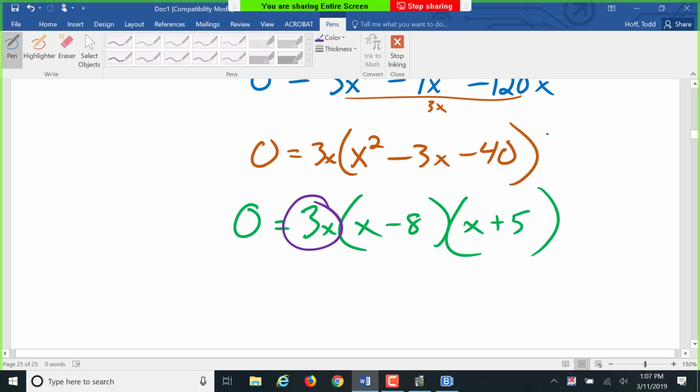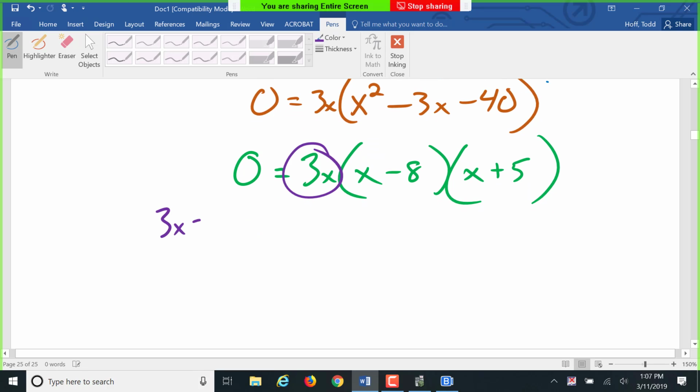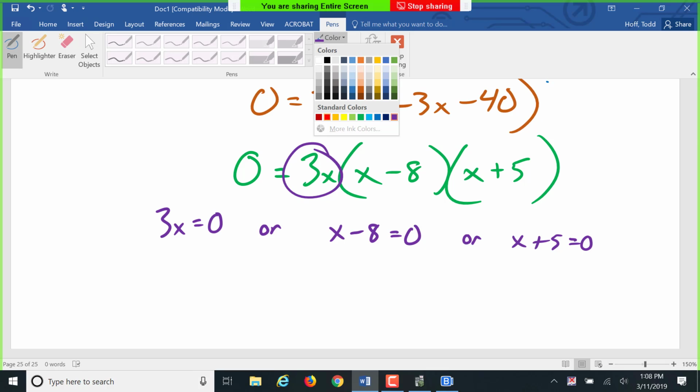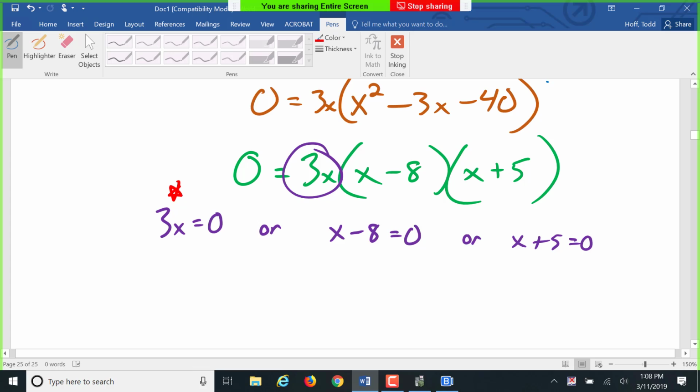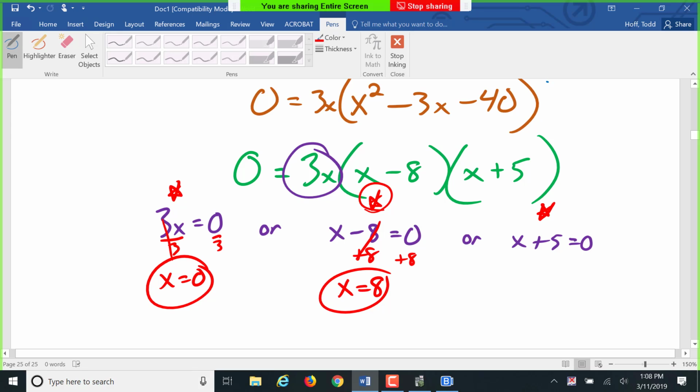Can 3x ever equal 0? Yes, it can. So that is contributing a solution to this. X minus 8, of course, can equal 0. X plus 5 can equal 0. So there are going to be 3 solutions to this. How do I solve this first piece? Divide by 3, x equals 0. How about the next piece? Add 8 to get x equals 8. And this last piece? Subtract 5 to get x equals negative 5. Those are our 3 solutions.